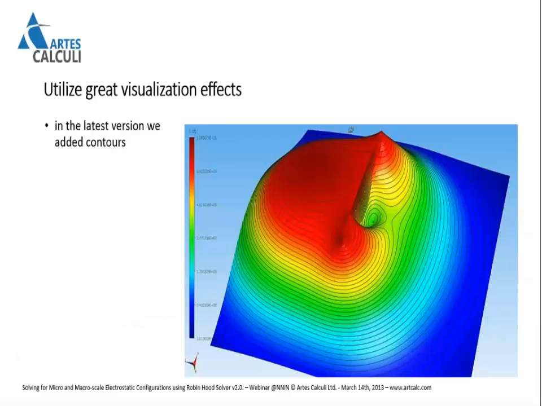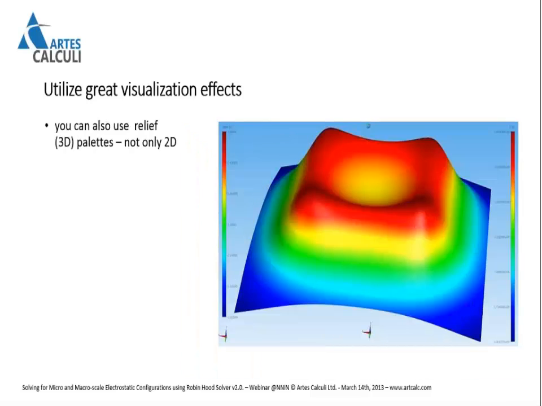In the latest version of Robinhood Solver, which is 2.0.10, we have also added contours, as you can see on this image here. The contours are borders which limit certain colors on the object, and you can customize these contours to your liking. You can instruct Robinhood Solver to automatically display contours on the object, or you can choose the number of contours. You can even display just one to limit the most obvious parts on the object, and so on.